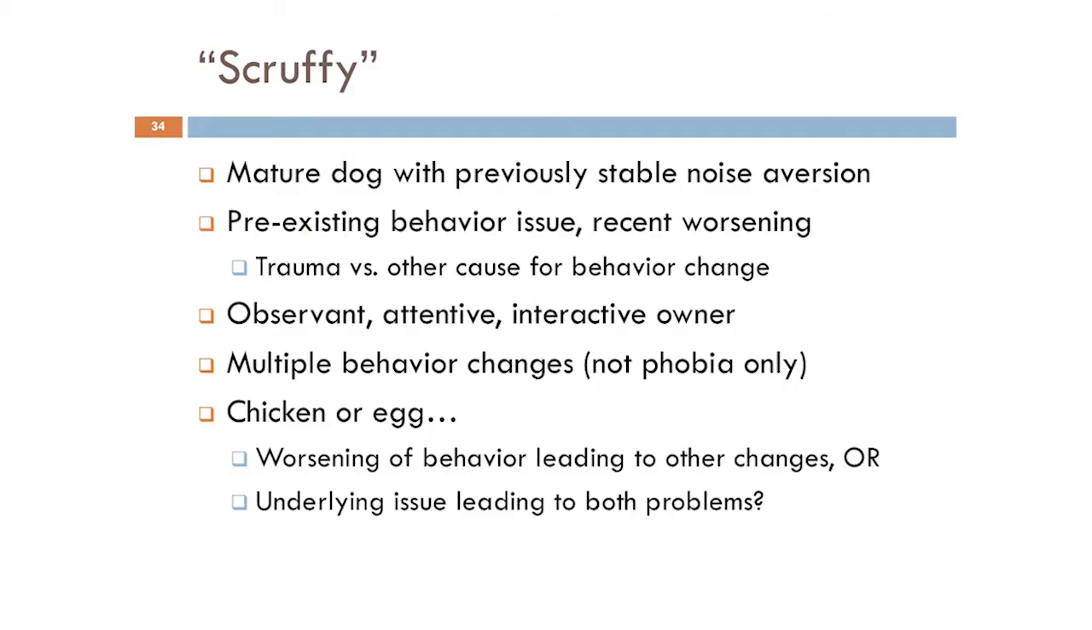So I'm thinking about all of these different issues. She's a mature dog, previously stable noise aversion, pre-existing behavior issue, recent worsening. So I'm thinking, is this trauma? And we're getting more of a generalized anxiety response because of the intensity of that trauma. Or is there something else that changed the way she responded to noises and is also eliciting some of these other behavior changes? So it's kind of a chicken or the egg sort of a thing. Is there something else that's causing everything, or did this thing cause this thing? What's the relationship between these factors?